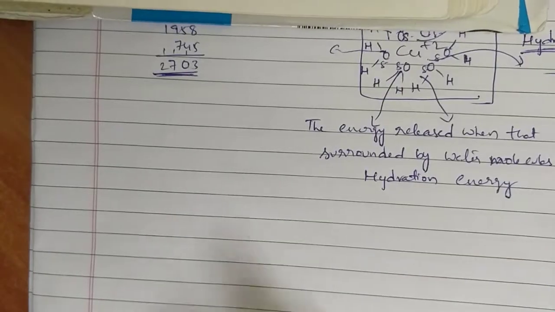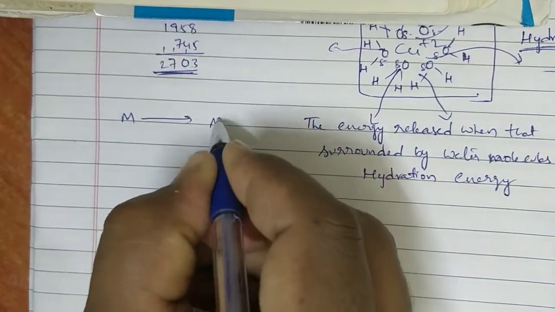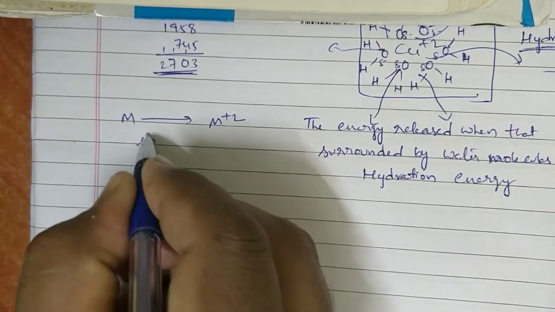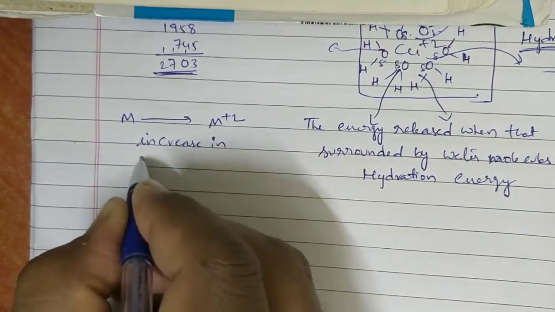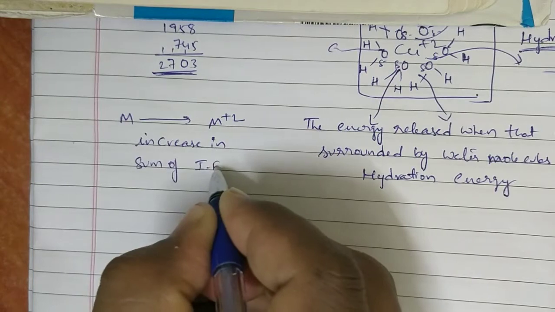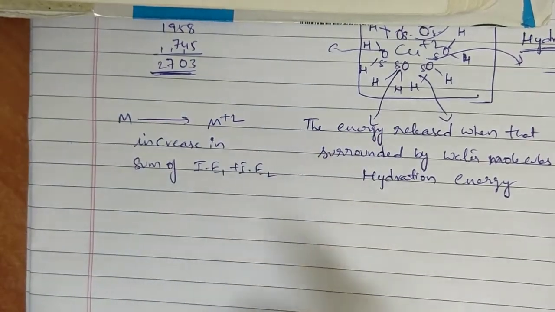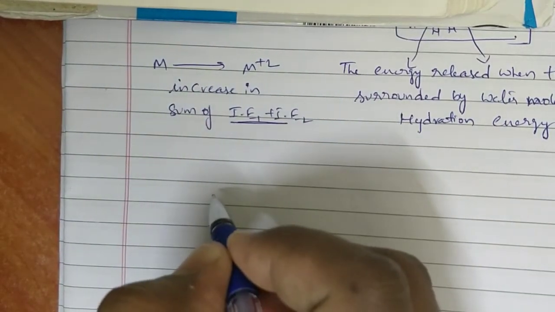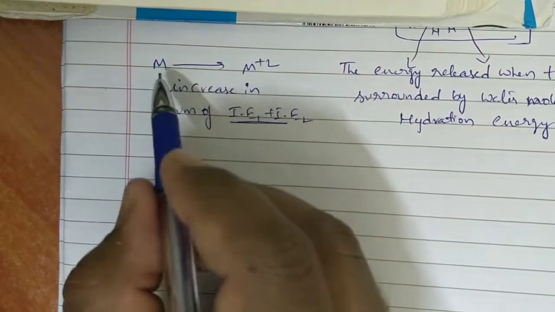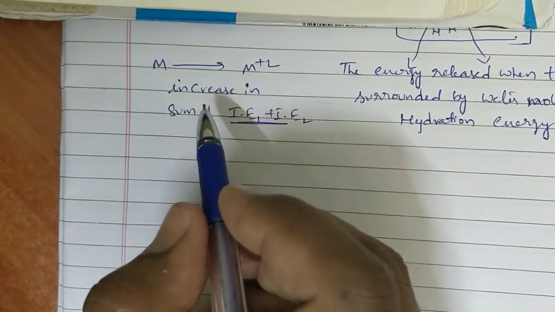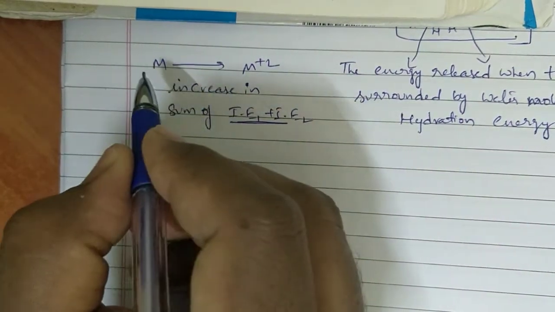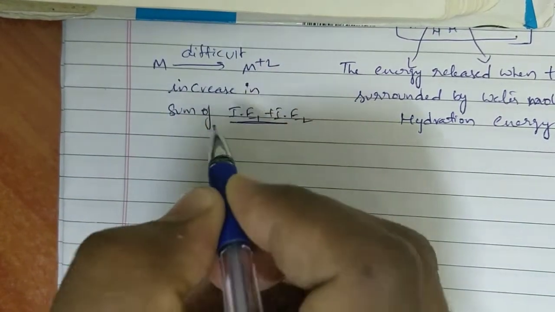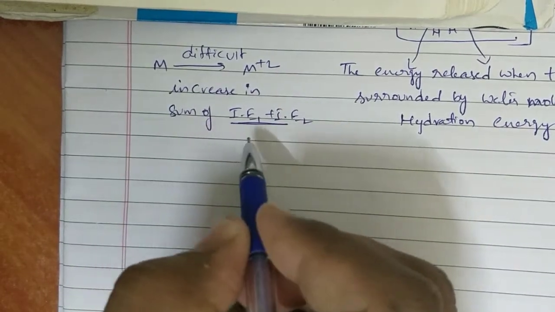That means they will not undergo oxidation. See, I am writing here. Metal to metal plus 2 ions require, general trend left to right, increase. We observe there is an increase in the sum of IE1 and IE2. When there is an increase in the sum of IE1 and IE2, a high amount of energy is required to remove the electrons from the metal to convert that metal to M plus 2. That means it is slightly difficult. So when we go through the general trend, this process is getting difficult, the conversion of metal to metal plus 2, because there is an increase in the sum of IE1 plus IE2.